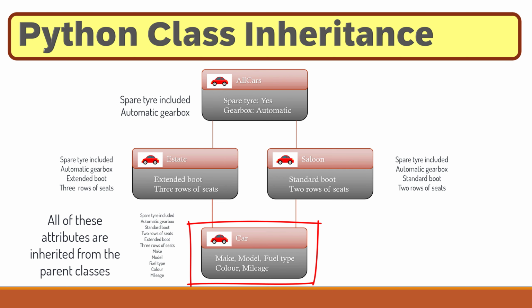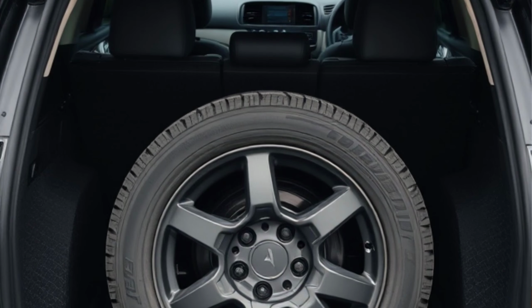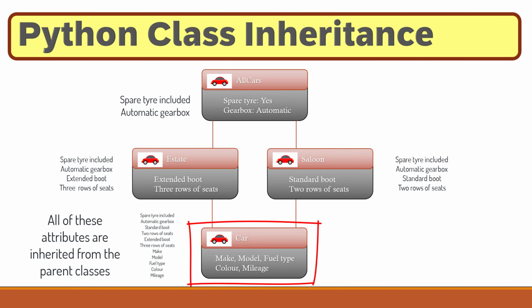So we do this so we do not have to recreate code. We don't have to recreate the automatic gearbox and the spare tyre, or even the extended boot and the 3 rows of seats for the estate car. We don't have to recreate them in different classes. We could just utilise the code that's already been created in the parent classes instead. And if anything changes in the parent classes, we just have to change them there, and the child classes will inherit whatever changes have been made in the parent classes. So let's have a look at this and how it all works in PyCharm.